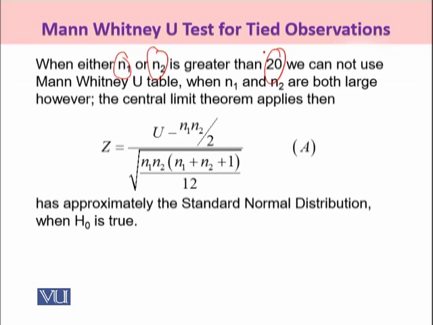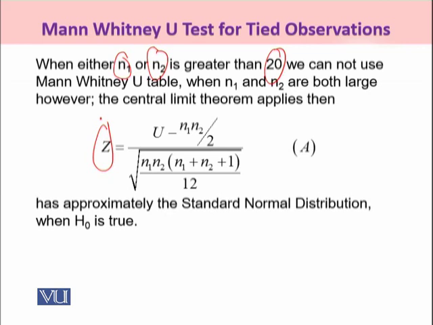So students, in that case, when N1 and N2 are both large, we would be making use of the central limit theorem. According to that, our Mann Whitney U test will follow the normal distribution. So Z stands for the standard normal distribution. So using the central limit theorem, as we have observed, the Mann Whitney U test would follow the standard normal distribution whose mean is 0 and standard deviation is 1.